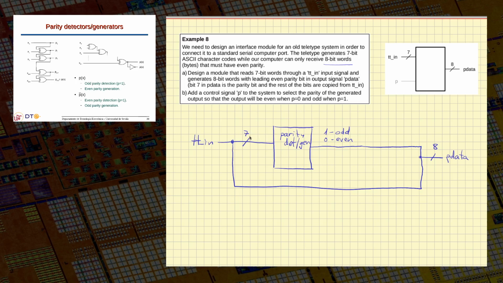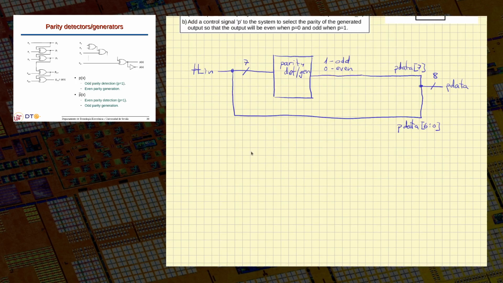Note that I'm using this bus notation. It means 7 bits of the signal TT in. This is the 8 bits of signal P data. It doesn't mean that I make a connection of the signal; it's that I combine individual signals into more signals. So this is actually P data bits that go from 6 to 0, and this is P data bit number 7. All together they form the 8 bits of signal P data. This bus notation is very convenient because the alternative would be to draw all the lines.